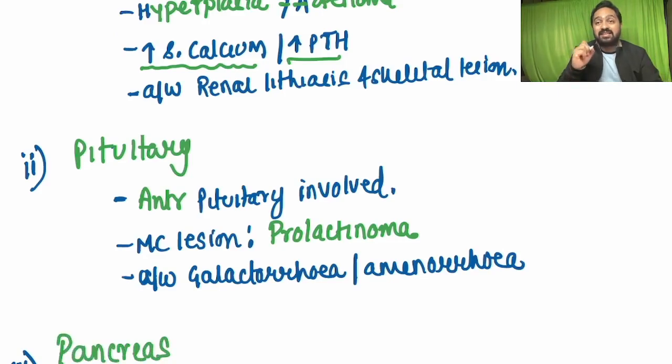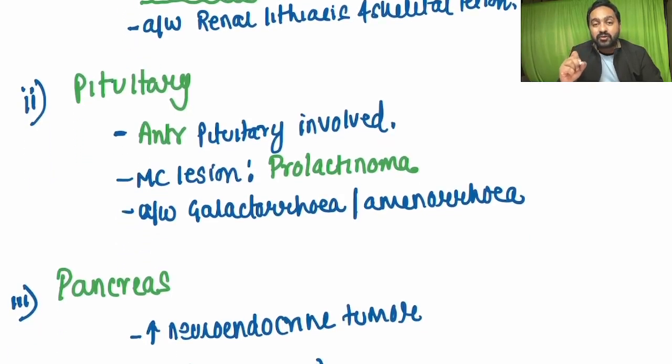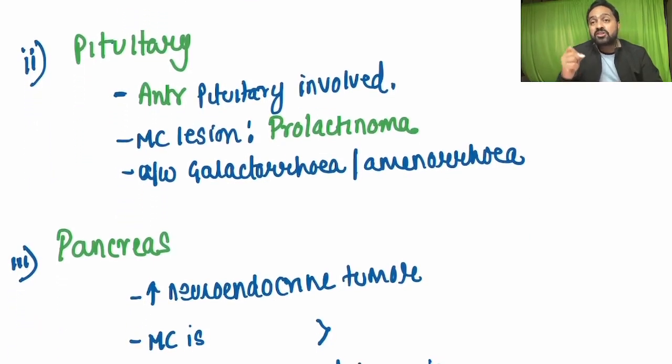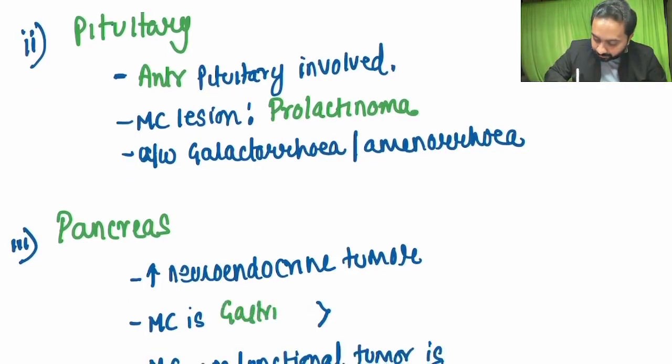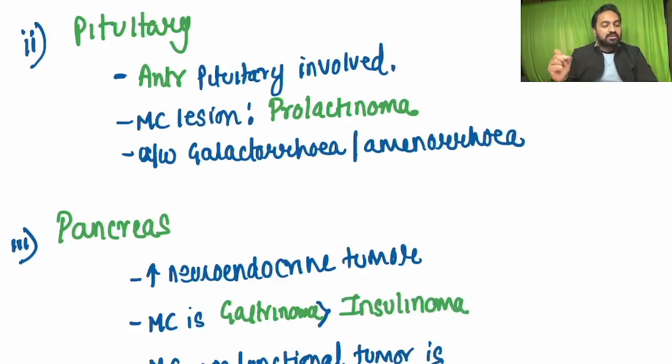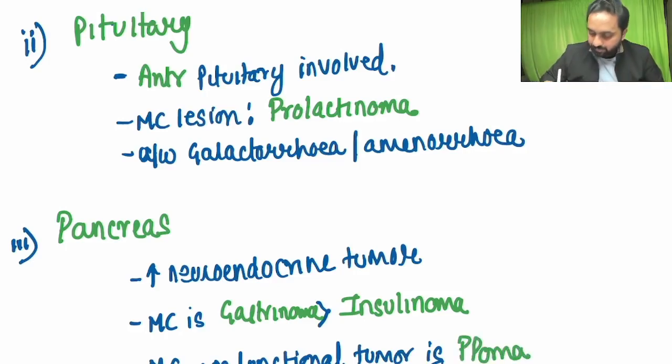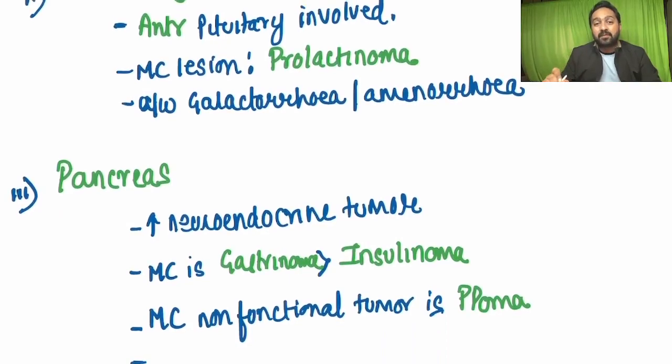So what happens in pancreas? There is increased neuroendocrine tumors, and which is the most commonly neuroendocrine tumor found? It is gastrinoma, which is more commonly found than the insulinoma. And the most common non-functional tumor that is found is pepoma, right? So please remember that in MEN1 syndrome, in case of pancreas, there is increased neuroendocrine tumors, and gastrinoma is much more common than insulinoma, and the most common non-functional tumor is the pepoma.